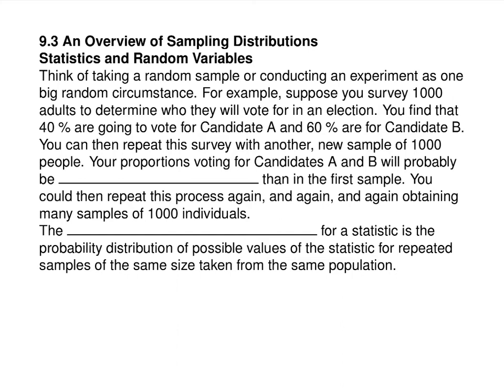And finally, we're going to give an overview of sampling distributions before in the next lesson we delve into them with more detail. So here's the basic idea. Think of taking a random sample or conducting an experiment as one big random circumstance. For example, suppose you survey 1,000 adults to determine who they will vote for in an election. You find that 40% are going to vote for candidate A, and 60% are for candidate B. You can then repeat this survey with another new sample of 1,000 people. And in that new sample, your proportions voting for candidates A and B will probably be different than the first sample.